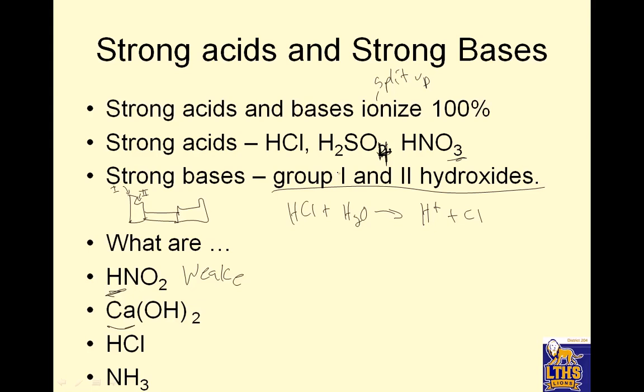Calcium hydroxide. That's not hello, I'm an acid. Calcium is right around here. It's a group 2 hydroxide. It is strong. HCl. Hello, I'm an acid. It is strong because it comes from my strong list that I have now memorized: HCl, H2SO4, HNO3. NH3 is a base. Remember, it's the base that tells you. Is it a group 1 or 2 hydroxide? No, so it's weak.